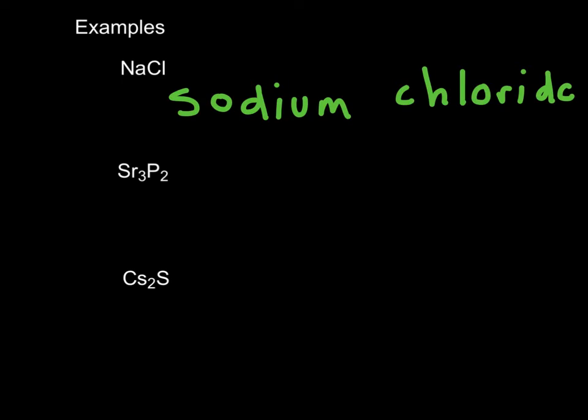For our second example, we have Sr3P2. I chose this one because of the numbers. Those subscripts indicate how many of the atoms are interlocked or bonded together to form this compound. However, they don't play a part in the naming of an ionic compound. So if we look at Sr, Sr is the symbol for strontium, and it is the metal or the cation, so we just name it the element name, strontium.